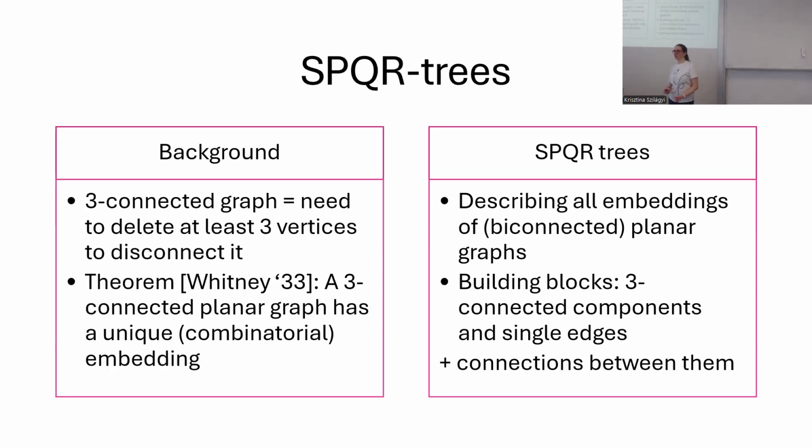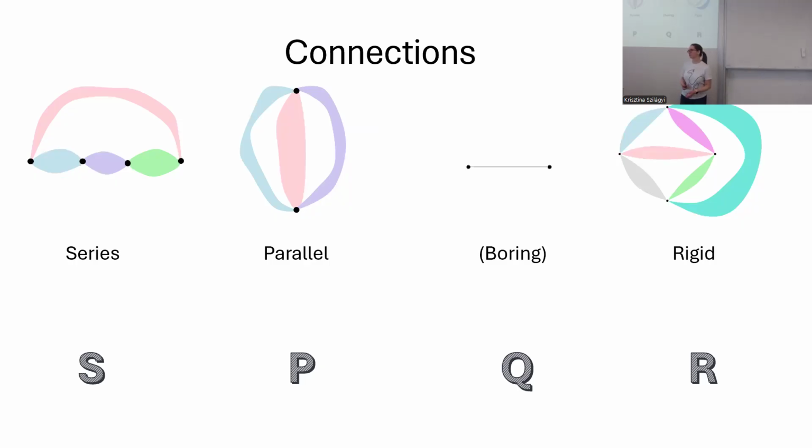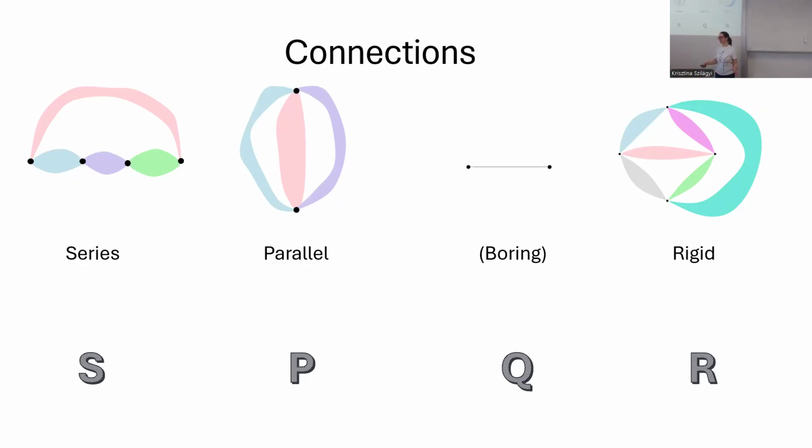So basically what SPQR trees do is they tell us how our graph is constructed from some small building blocks. And the building blocks in this case are triconnected components because they have a unique embedding, and single edges because we also need this case if we want to construct something that's not triconnected. And the SPQR trees also describe how we construct our graph from the triconnected components and single edges. So how do we construct planar graphs? Well, we can take some smaller planar graphs and connect them in different ways.